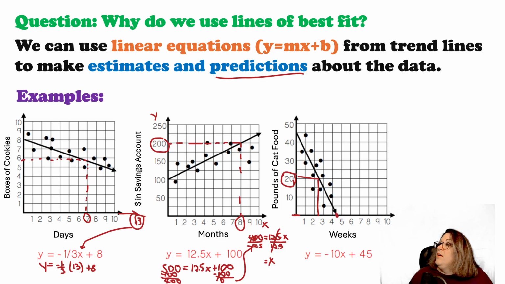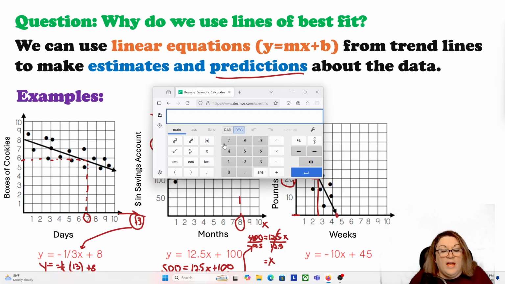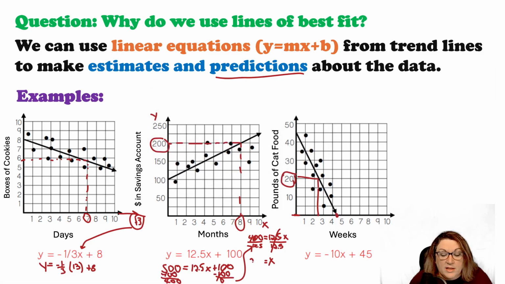Let me find my Desmos calculator again. Here we go. Desmos Scientific. Okay, so what am I doing again? Oh, yes, it was 400 divided by 12.5. Okay. And that is going to be approximately 32. So you could say it would take approximately 32 months to save up the $500 based on the rate it's going here in this particular set of data.